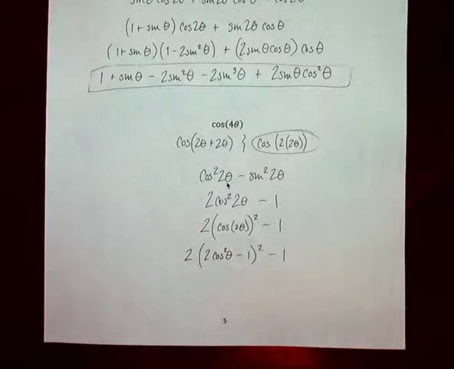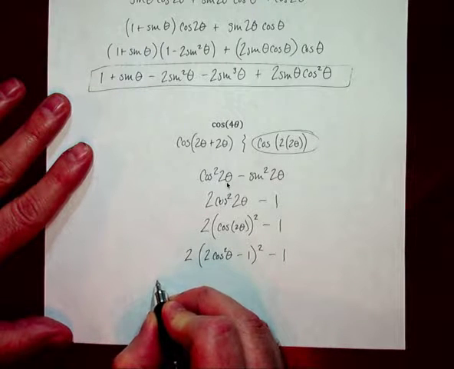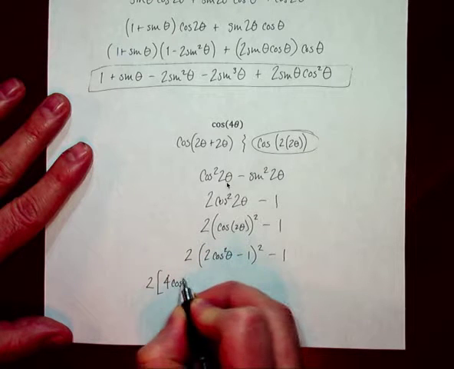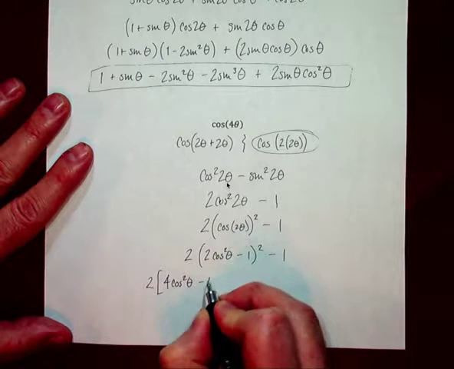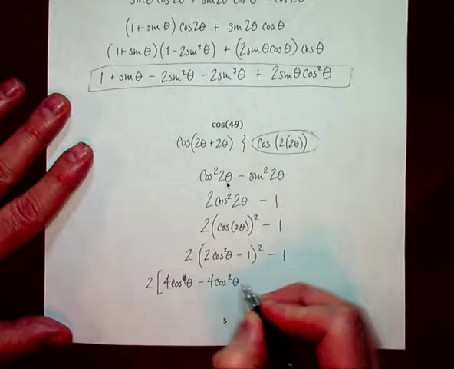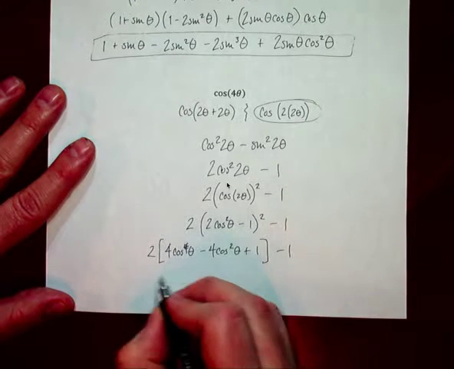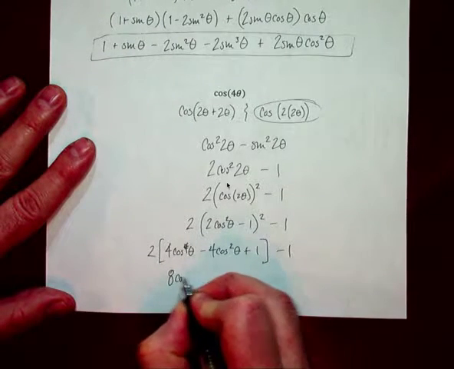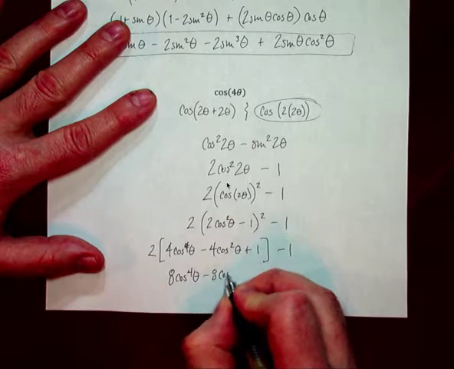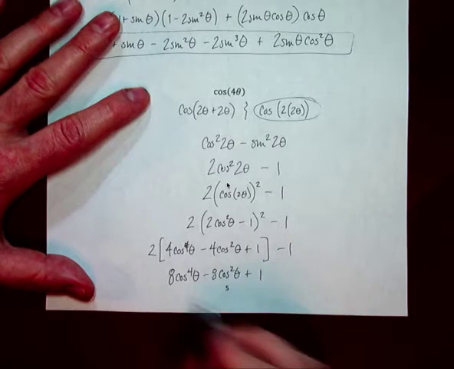Now, that's not fun, but it's doable, right? And so we can do 2 times (4 cosine squared theta minus 4, or that's supposed to be cosine to the 4th theta, minus 4 cosine squared theta plus 1) minus 1. And then we can multiply it all out and get 8 cosine to the 4th theta minus 8 cosine squared theta plus 2 minus 1, or plus 1.